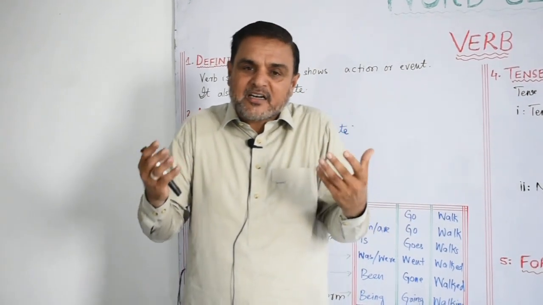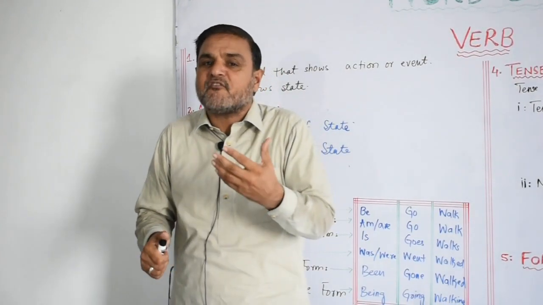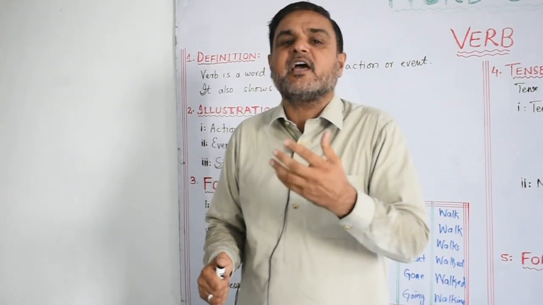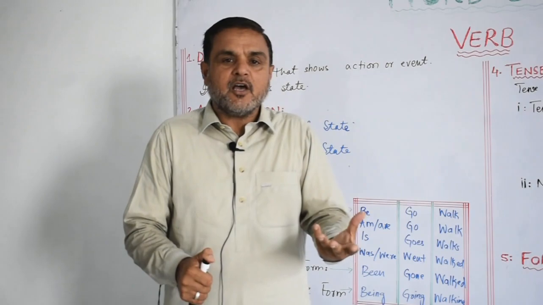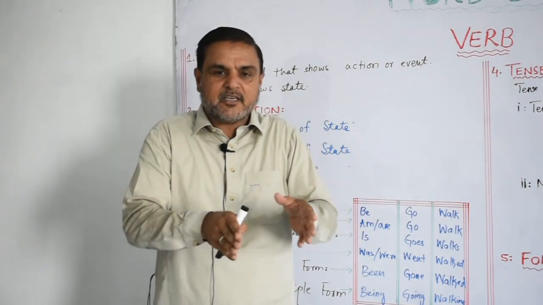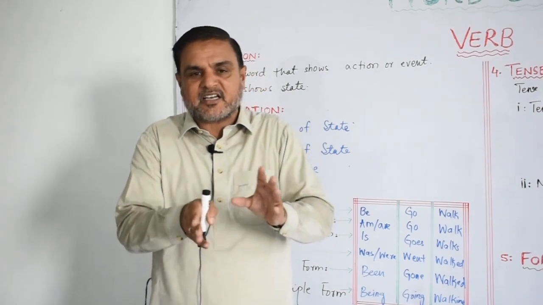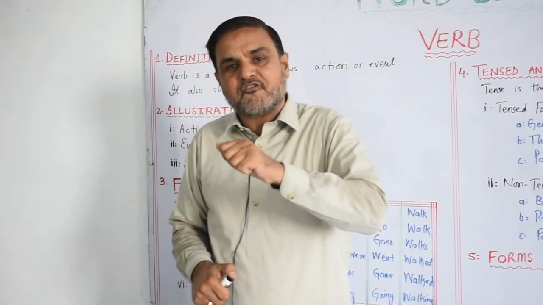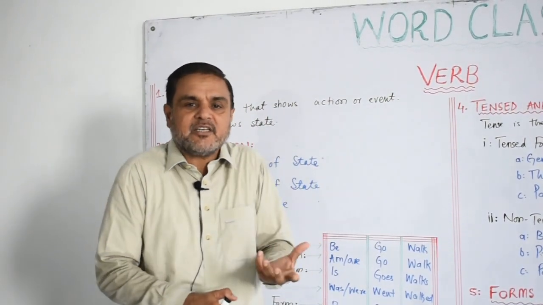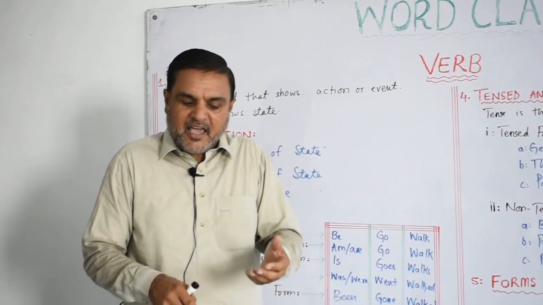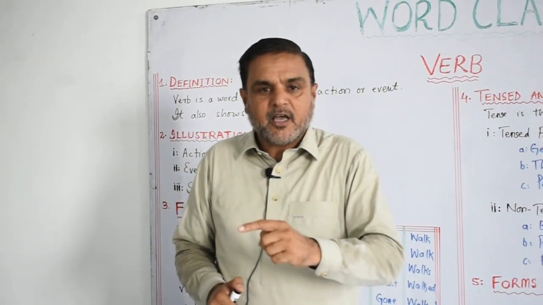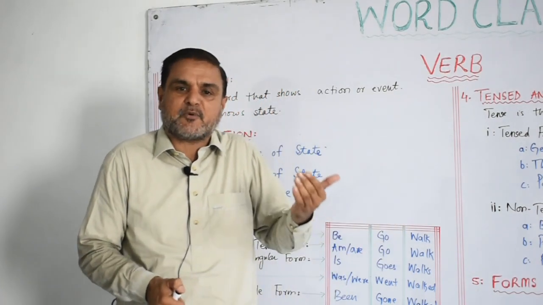Now if you want to understand what exactly is a verb, you need to have a firm grip upon the concept of action, event, especially these two, and then state. Comparatively, we are going to discuss them, compare and contrast them. So you need to have a firm grip upon the concept of action or event, and then you will be in a position to understand what exactly is a verb and what is the function that is performed by verb.